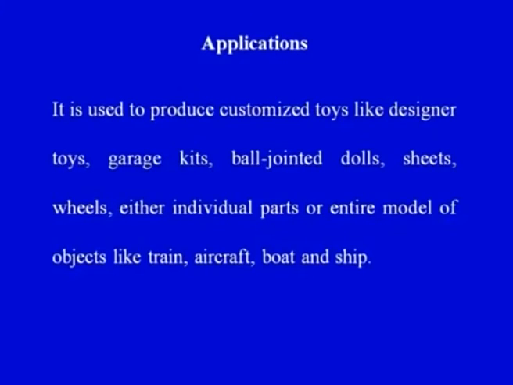We can make garage kits, ball jointed dolls, sheets, wheels, either individual parts or entire models of objects. You can see that fairly intricate products can be made, that is train, aircraft, boat and ships. Certainly toy trains or toy ships can be made. So, these individual parts or entire models of these important objects mentioned on the screen can be made. So, this is the simplest process for processing of plastic parts.